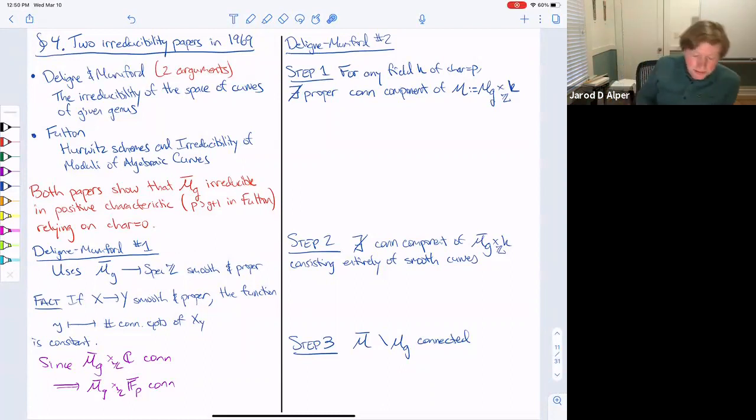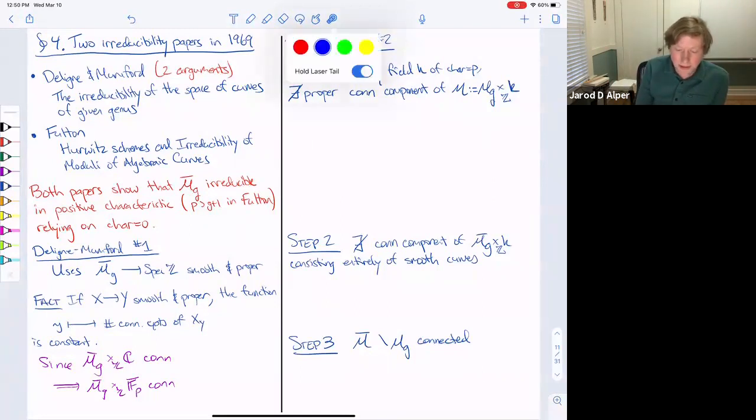Right, and their second argument, so that's one argument. The second argument is not too different. And I'm sure they had many other arguments in mind when they wrote this. There was less available at that time, but in the second argument, they sort of used the boundary divisor as we did in our previous argument.